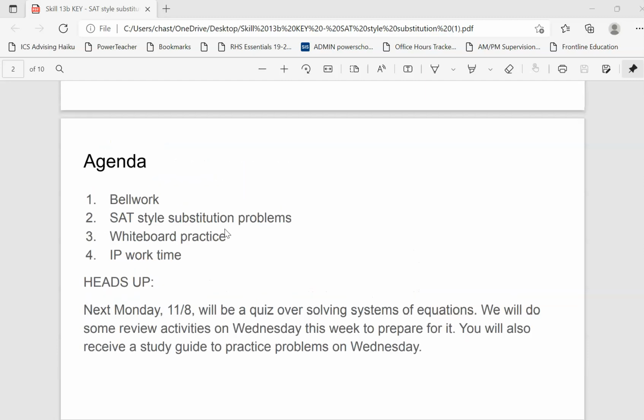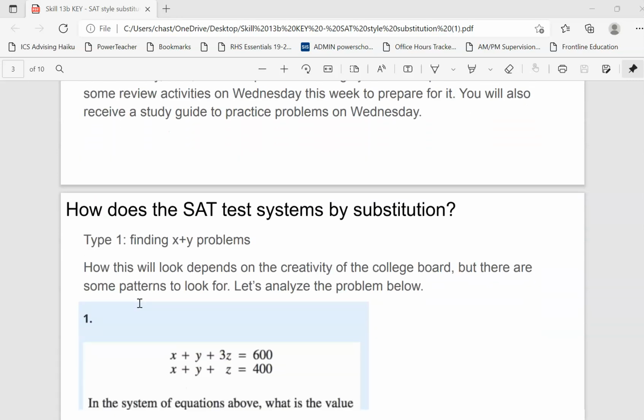look at our agenda. I do want to give you a heads up that next Monday, November 8th, there will be a quiz over solving systems of equations. We will do some review activities on Wednesday this week to prepare for it. You'll also receive a study guide to practice problems on Wednesday.